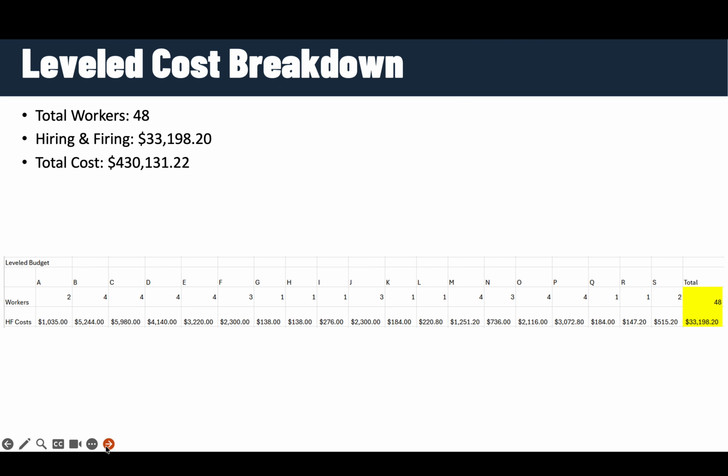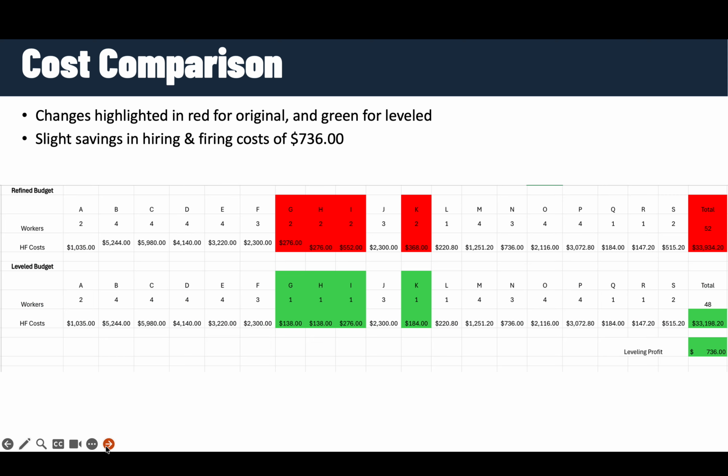In the level scenario, the total number of workers required dropped from 52 to 48, and hiring and firing costs decreased to $33,198, and the total project cost was reduced to $430,131. Comparing the original and level schedules, we achieved a net cost saving of $736, and most importantly, we significantly reduced workforce variability.